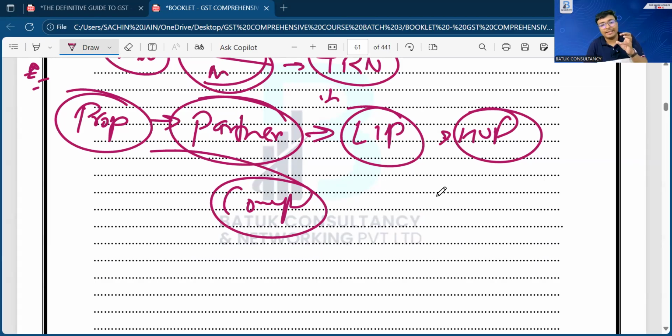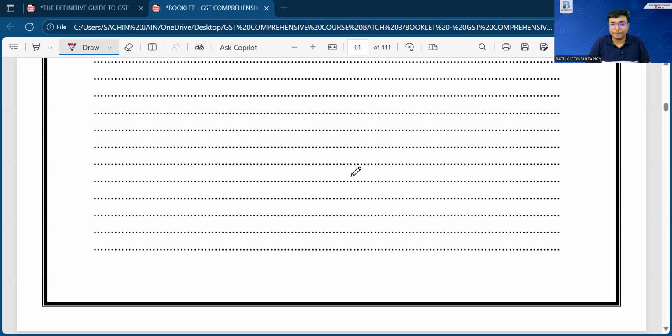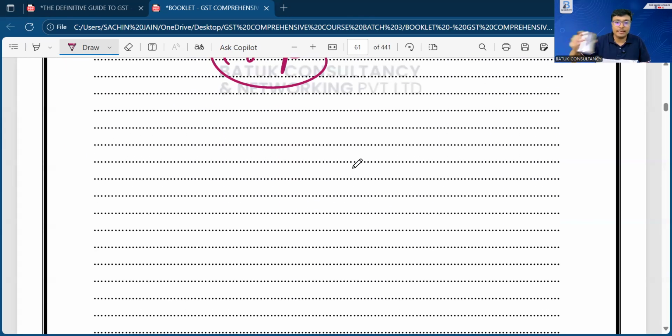Sir, in case of a bakery, you have goods as well as services. So accordingly, your turnover limit will be 20 lakh rupees, and accordingly, you have to take the GST registration. I think everyone is okay. All the queries are okay till that point.